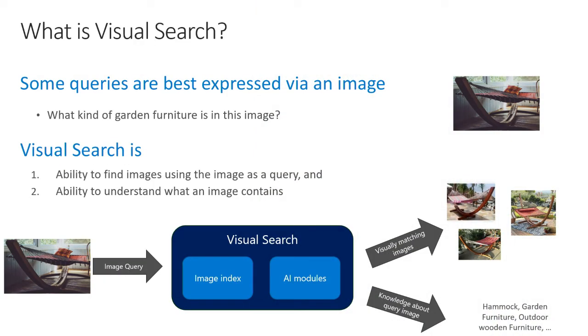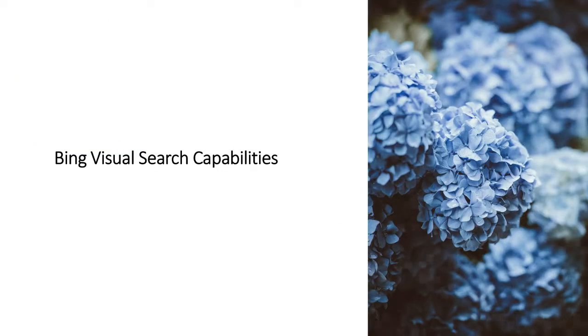So some queries are best expressed as an image, as you know today. For example, what kind of garden furniture is in this image? Well, I think you can probably make it out there. It's a hammock. But using the picture that we have as the input query, we can find images in our image index, but we can also apply AI models to them and determine other images that are similar in this category, or actually describe and annotate them. So Ronak's going to come up now and talk through visual search capabilities.